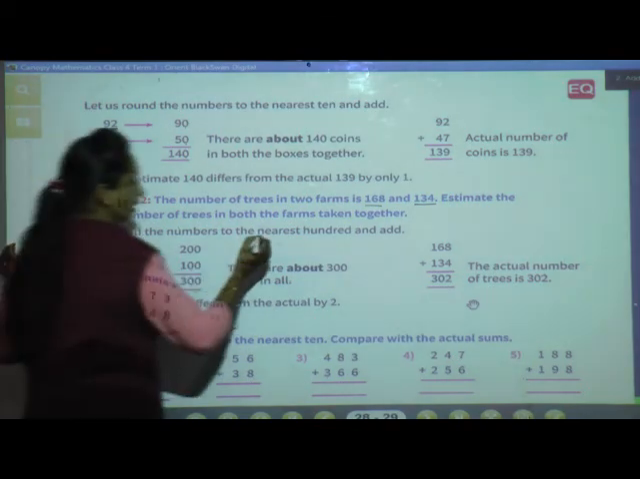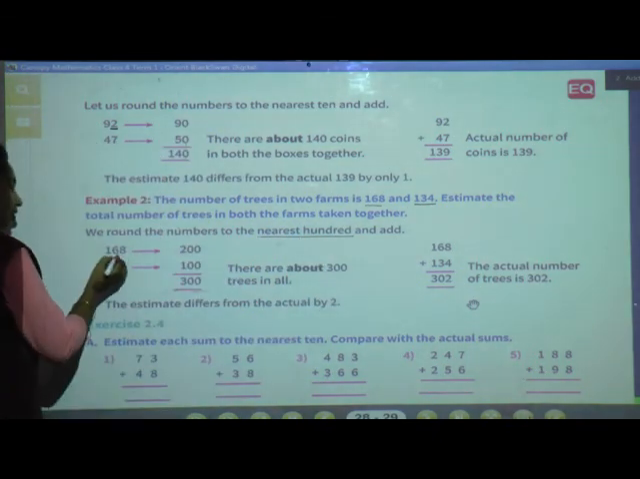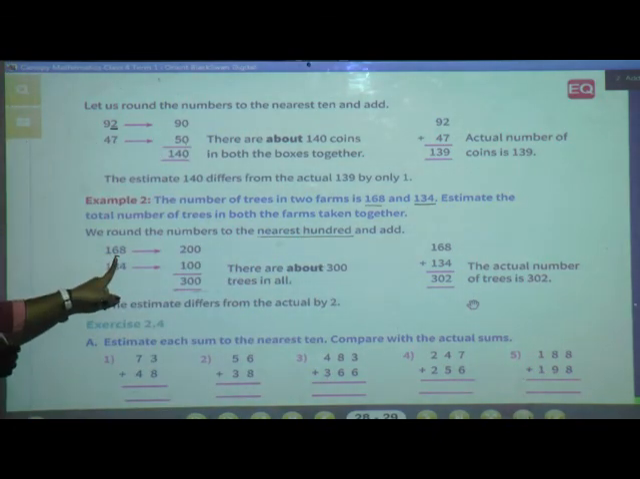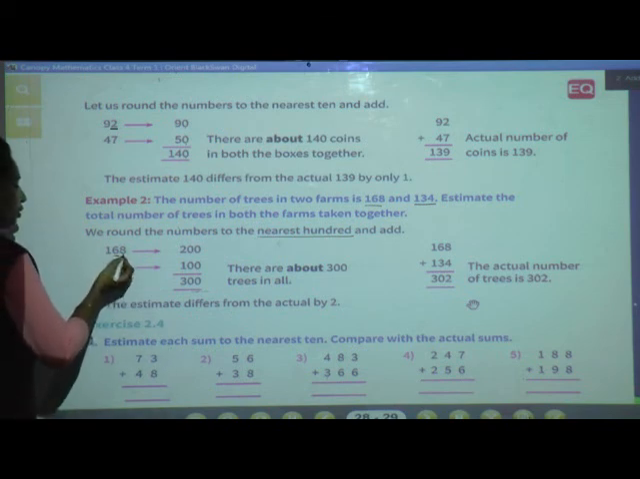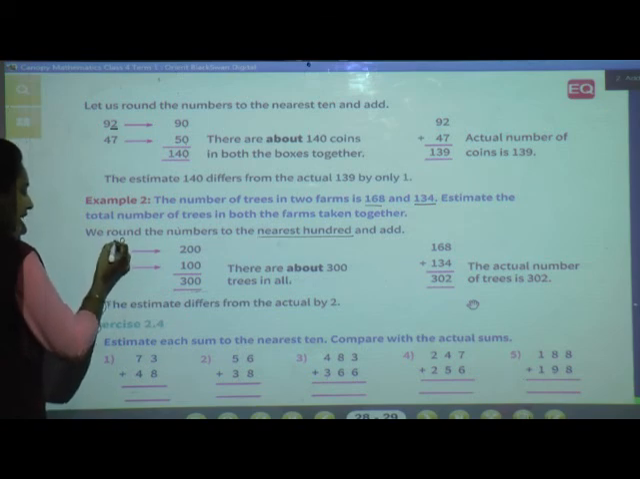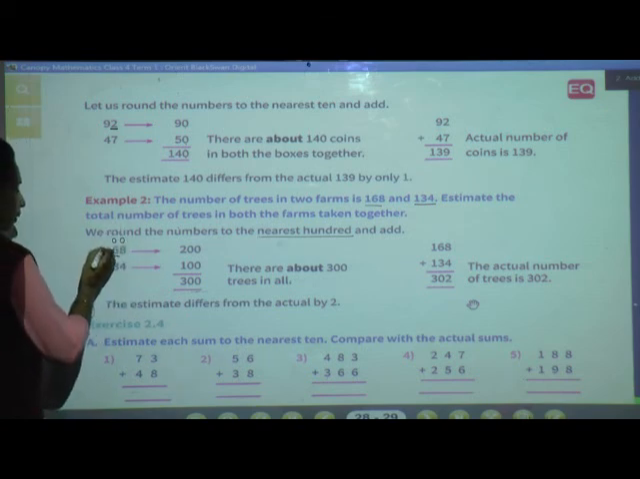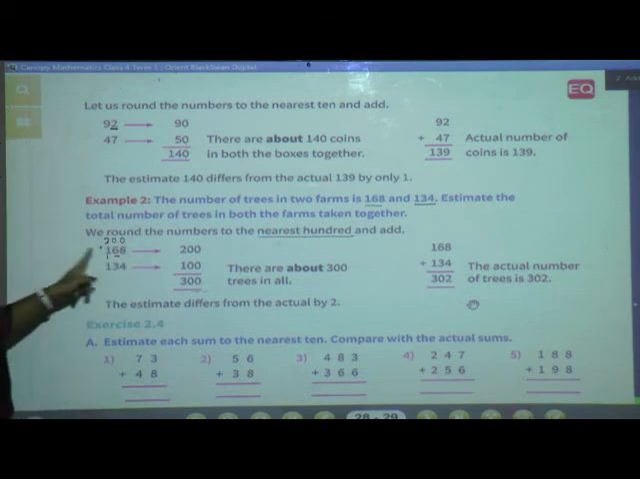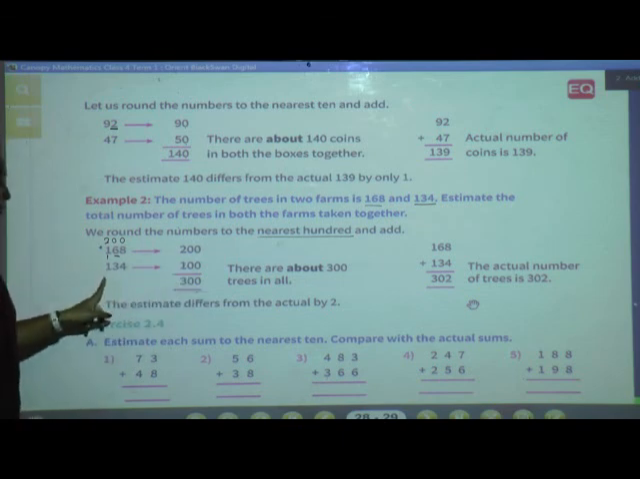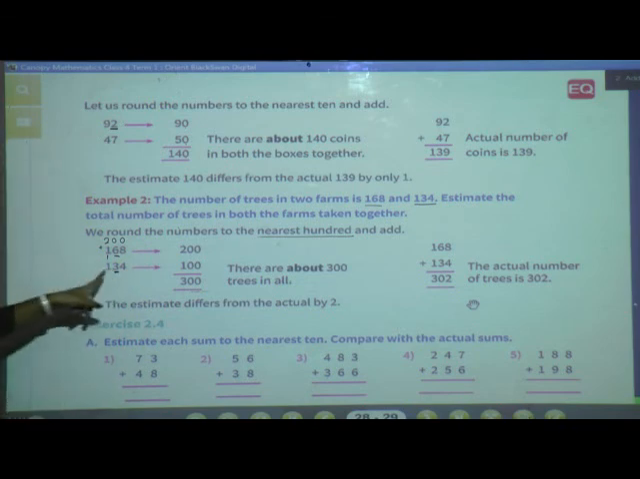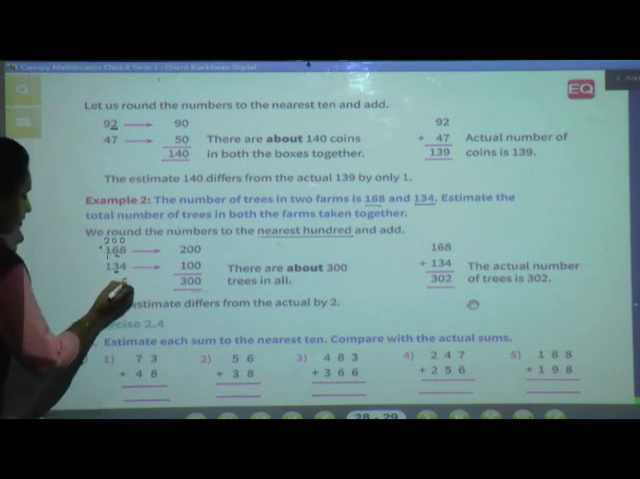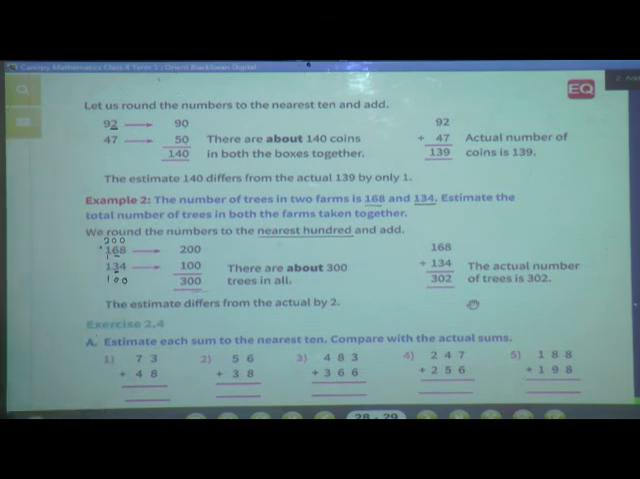So whenever we are doing nearest 100, underline the tens place. So what is there on the tens place? 6. If it is 5 or more than 5, what do we have to do? Place zeros on the ones place and tens place and add 1 to the hundreds place. When we add, we get 2. So 200, see here, correct. Now what about 134? Same, underline the tens place. What is there on the tens place? 3. If it is 4 or less than 4, place the zeros on the ones and tens place without changing the hundreds place.